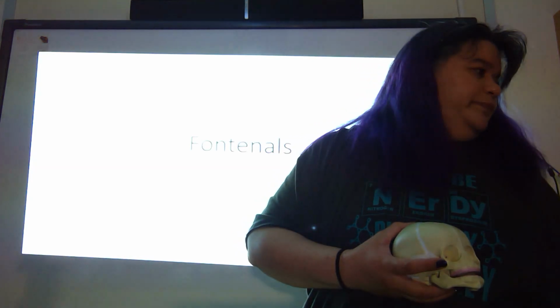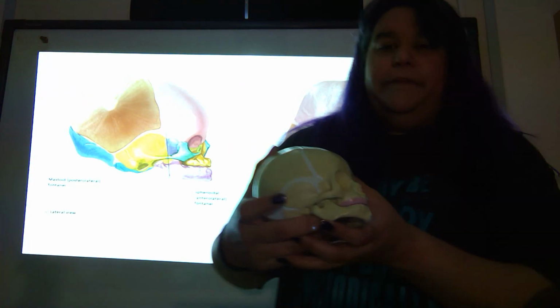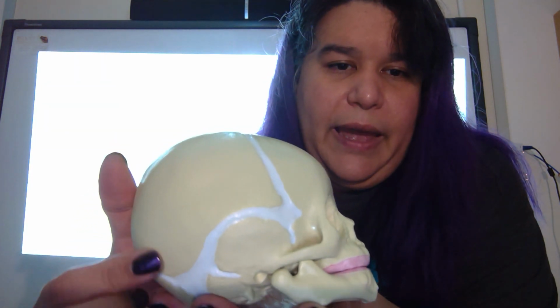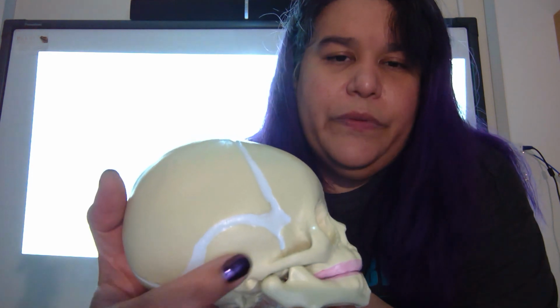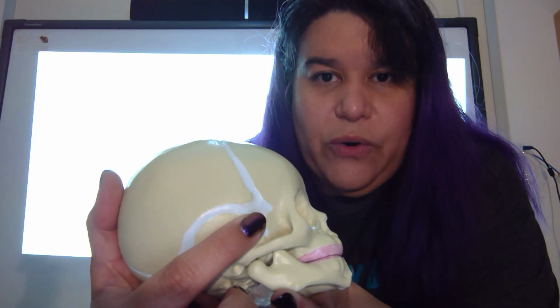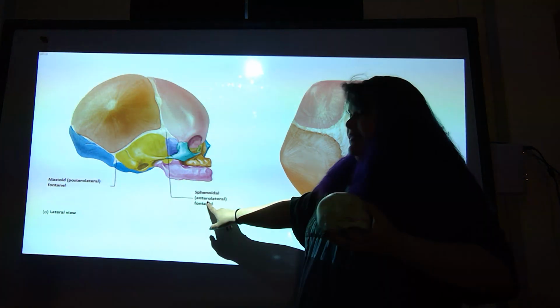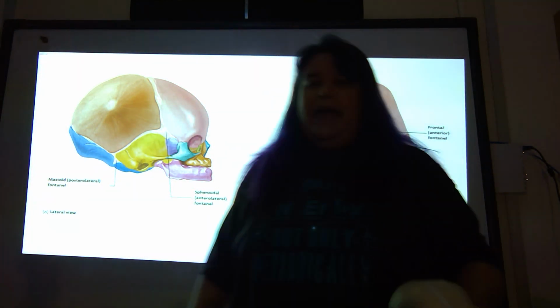If you know directional terms, this is going to be really, really easy. If you want to learn the more complicated terms, I'm okay with that, but I think the directional terms make it a little bit easier. So, if you look, there's a place where the bones meet here, and then there's a place where the bones meet back here. This is the anterior lateral fontanelle. Anterolateral fontanelle. Anterior, front, lateral, side.